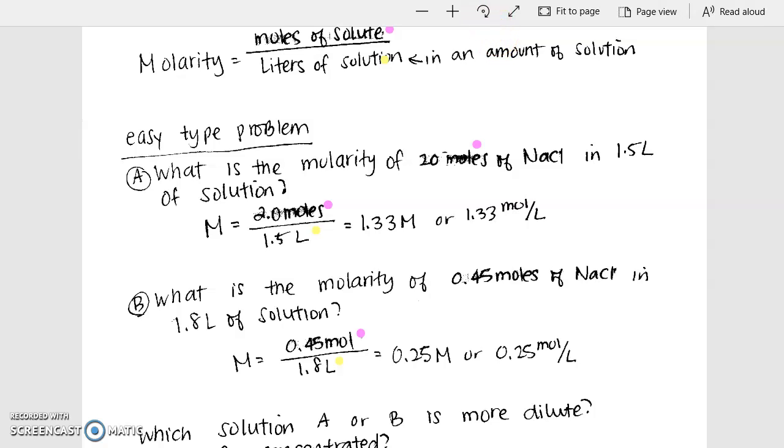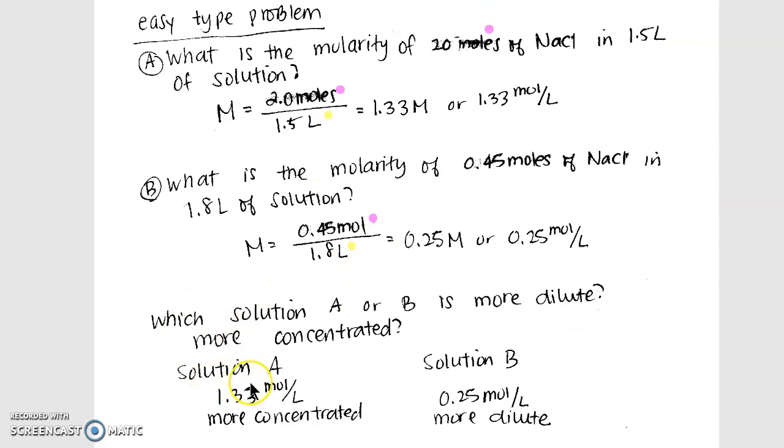If you look at the values, 1.33 moles per liter is a lot more moles per liter than 0.25 moles per liter. So this is more solute packed into that liter, and this is only 0.25 moles per liter, less solute packed into that liter of solution. So we refer to this one as the more concentrated solution, and this one as our more dilute solution. That just means less concentrated. The higher molarity is going to be more concentrated, and the lower molarity will be less concentrated.